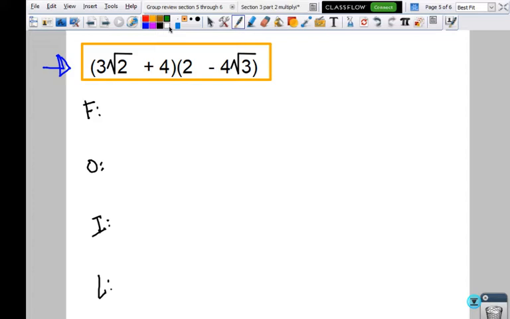Well, we only have the bottom half of that. Alright, so you multiply the first, and we get 6 square root 2. When you do the outsides, what do you get, Kinsey? Negative 12 square root 6. Yep, negative 12 square root 6.